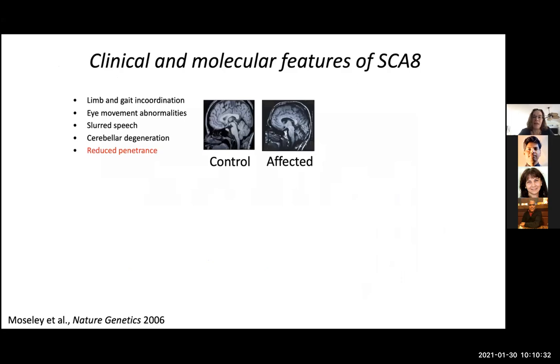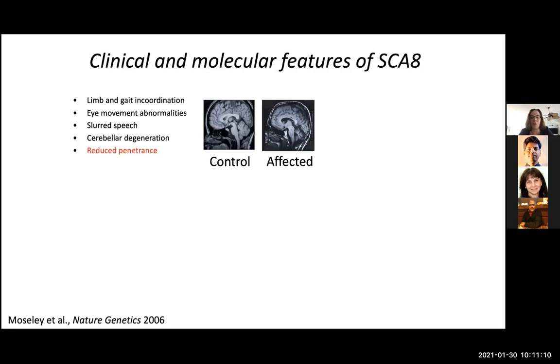because it causes limb and gait incoordination, eye movement abnormalities, slurred speech, and cerebellar degeneration. But a very puzzling part of the disease is that it didn't cause disease in everybody that had the expansion mutation. But it could run in families, and affected individuals had marked cerebellar degeneration, which you can see on the MRI, but the reduced penetrance really made this a controversial discovery.